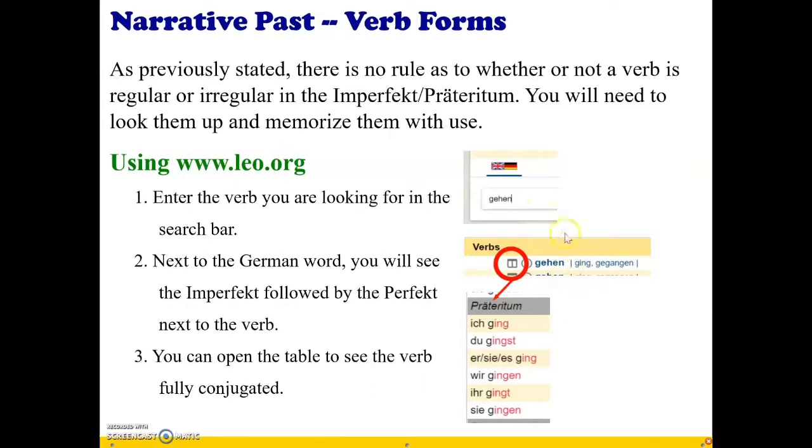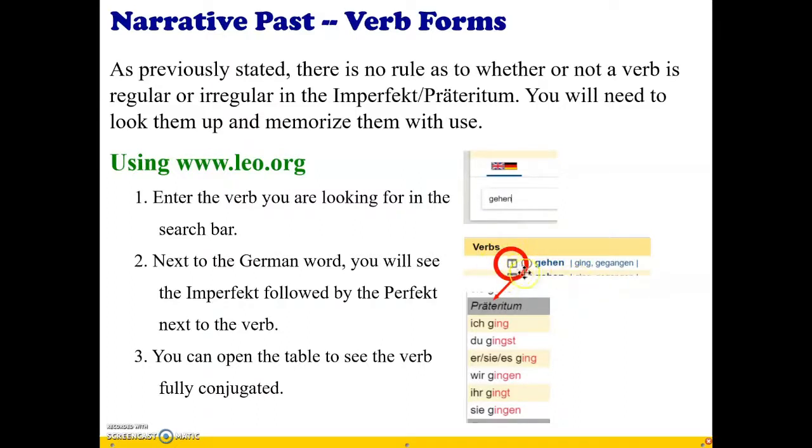So you are going to enter the verb you are looking for in the search bar, just like you do if you're looking up a translation. So I entered gehen here. Next to the German word, you will see the imperfect followed by the perfect. You've probably noticed these before. You've probably seen the gegangen and didn't really know what this ging was and just ignored it. But this is our stem that we would be using in the narrative past tense.